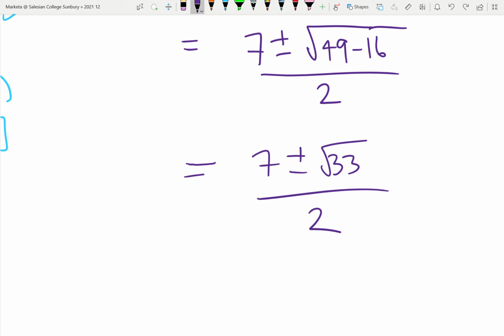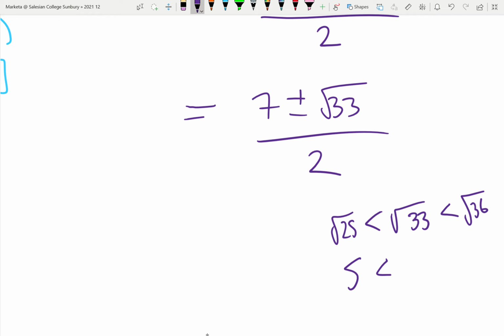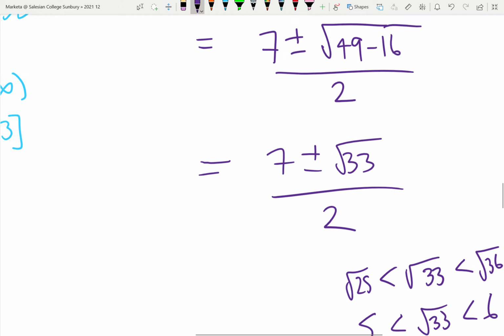So if we think about root 33, well, that's in between root 36 and root 25, and so it must be between 5 and 6. So 7 minus 5 or minus 6 is still a positive number. So both of these x values will be positive. So that's one thing to note. Let's see which one is going to be suitable. 7 plus something between 5 and 6 or 7 minus something between 5 and 6.